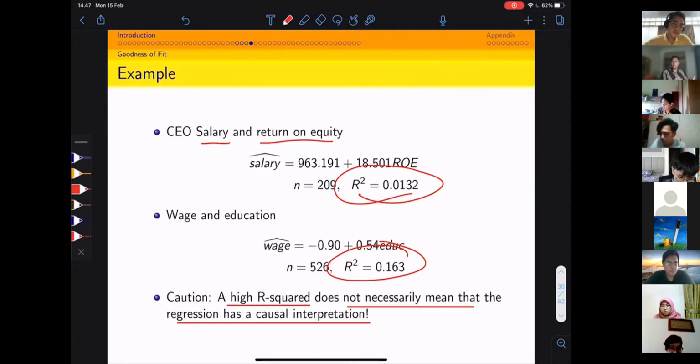It doesn't mean that if you have a high R-square, then you've uncovered a causal interpretation. It doesn't work like that. It also doesn't mean that if you have a low R-square, you cannot identify a causal relationship. What it means is that the value of R-squared doesn't have anything to do with causal interpretation.